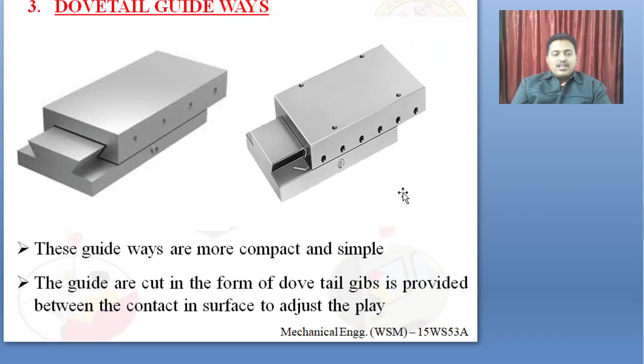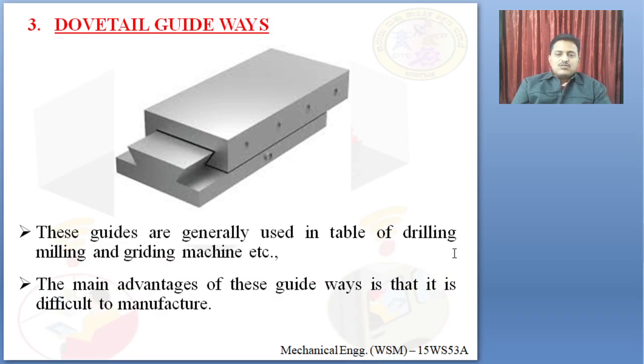Next is dovetail guideways. These dovetail guideways are more compact and simple. You can see here the angle of the dovetail guideways. Generally this type of guideway is cut in the form of dovetail gibs and it provides contact surfaces to adjust the play. This type of guideway is generally used in CNC machines, in drilling and milling machines as well as grinding machines, and also in lathes.